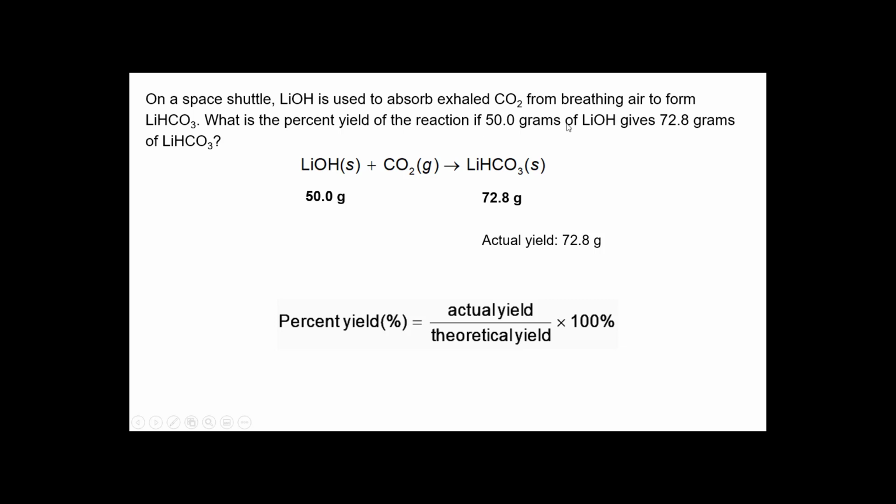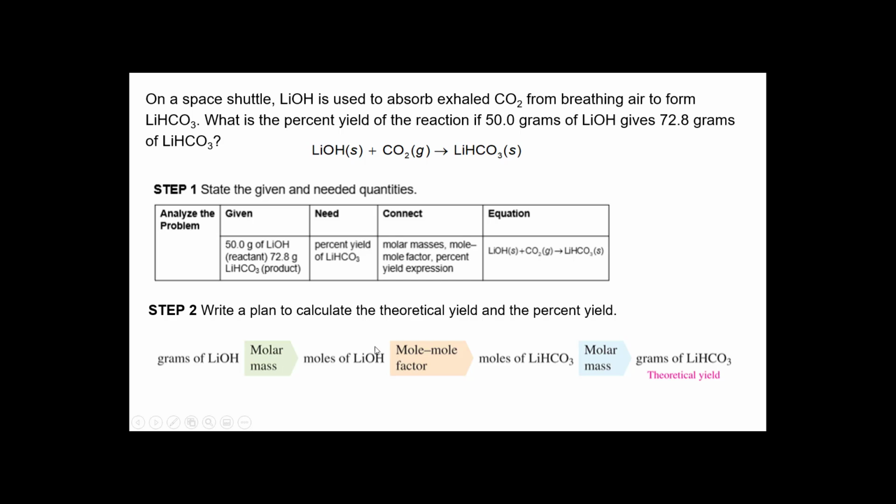What is the percent yield of the reaction if 50 grams of lithium hydroxide gives 72 grams of lithium hydrogen carbonate? So it's telling you what was given. Okay, so let's go on. We need to determine how much product was produced theoretically. They've given you what was actually done in the lab. Somebody did this in the lab and they produced 72.8. Now we need to determine the theoretical, which should be larger than what was given. So we expect a value larger than 72.8.